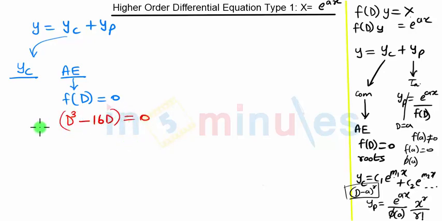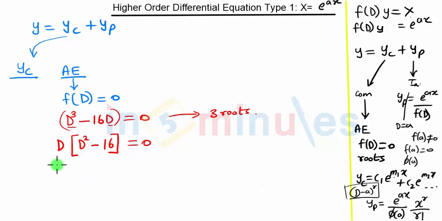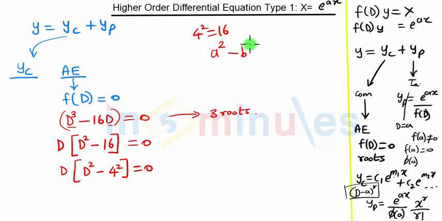Now we have to find the roots of this equation. This equation will have 3 roots, because the maximum power of D is 3. From these two terms, I can take D common. So I will get D outside, and inside it will remain D square minus 16 equal to 0. This I can also write as D square minus 4 square equal to 0, since 4 square is nothing but 16. Here I am going to use the formula a square minus b square, which is simply (a plus b) into (a minus b). So it will be (D plus 4) and (D minus 4).